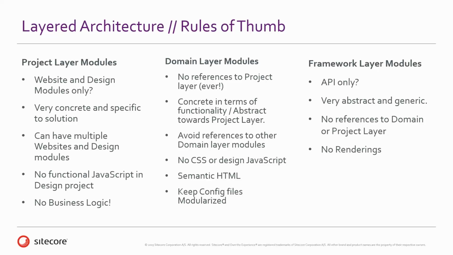The third layer, the framework layer, is pretty much only APIs. There are some cases where you have some data in there, but it is typically an API only layer, and it's very abstract and generic. And again, don't reference up. Reference the underlying software, and don't put renderings in the framework. Renderings belong in the domain layer because they're related to the functionality of the website or the visual appearance of the website, and that is all domain layer specific.